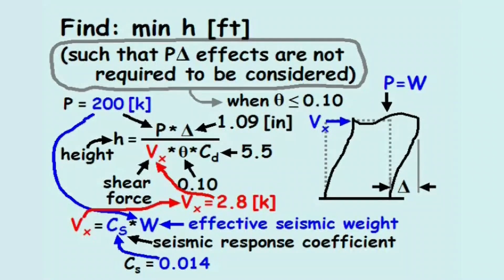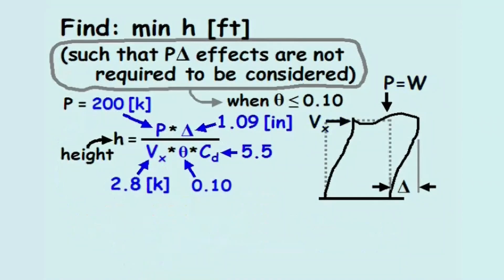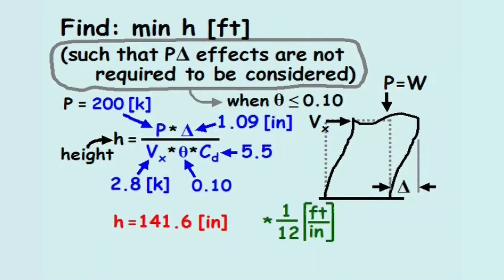Plugging in all the appropriate variables into the right-hand side of the equation, the height calculates to 141.6 inches. Converting the height to feet by dividing by 12 inches per foot, the height equals 11.8 feet.